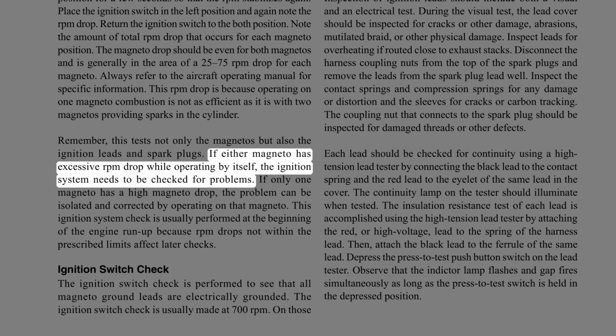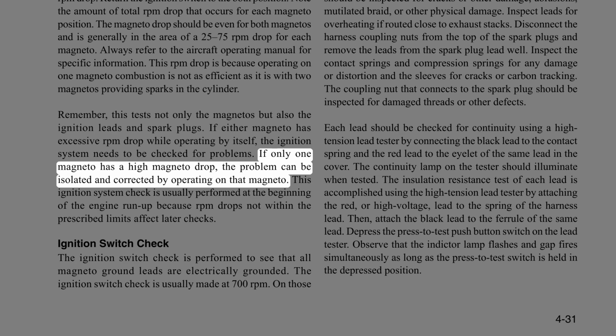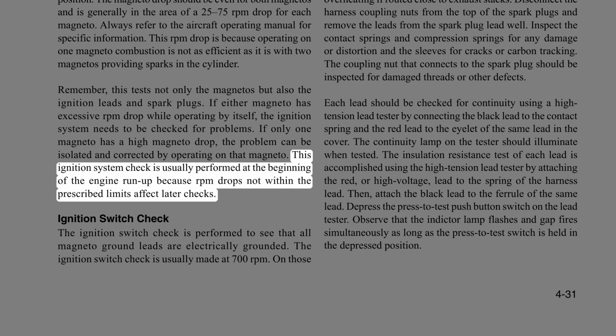If either magneto has excessive RPM drop while operating by itself, the ignition system needs to be checked for problems. If only one magneto has a high magneto drop, the problem can be isolated and corrected by operating on that magneto. This ignition system check is usually performed at the beginning of the engine run-up because RPM drops not within the prescribed limits affect later checks.